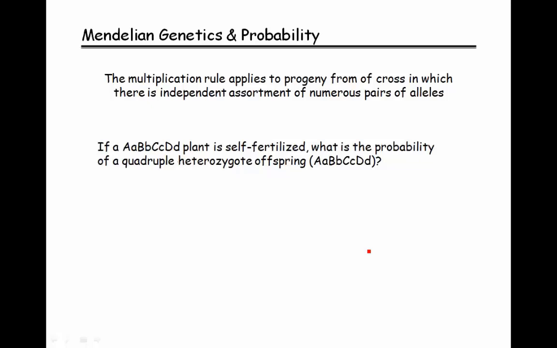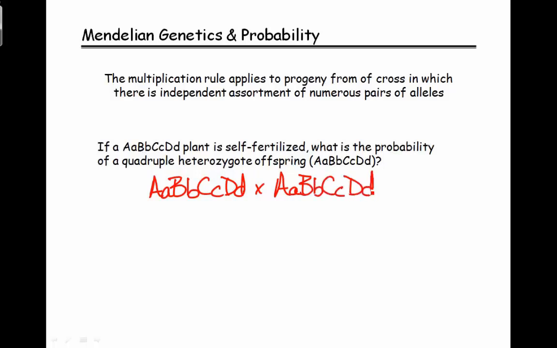If we look at this question, if we have this particular plant and it is self-fertilized, we want to know what is the probability of getting a quadruple heterozygote offspring. Well, in this question, we're really taking this parent and selfing it, which means we're crossing it with itself, and we want to get that offspring that we've written there, which really is exactly like the parents.